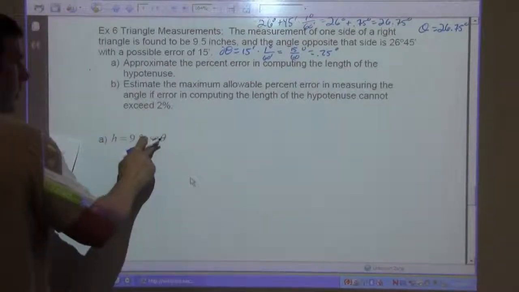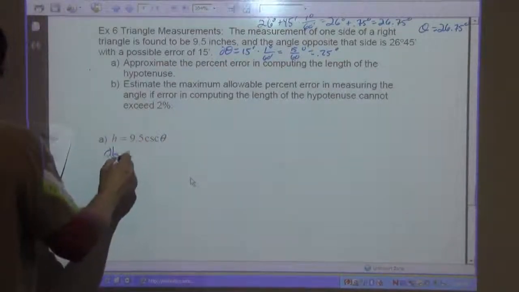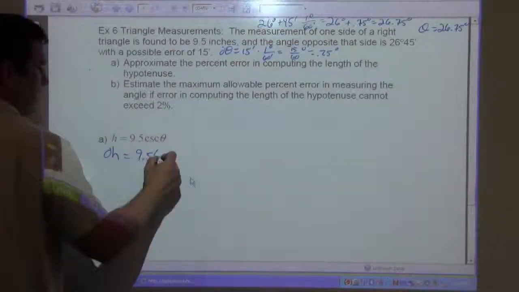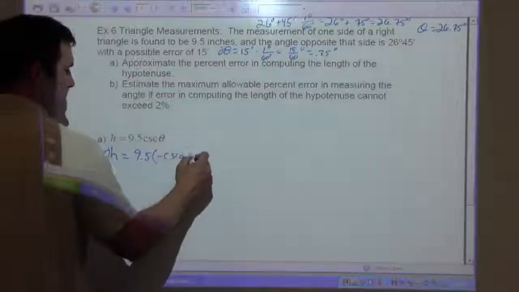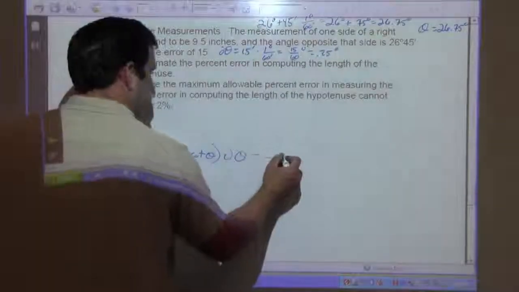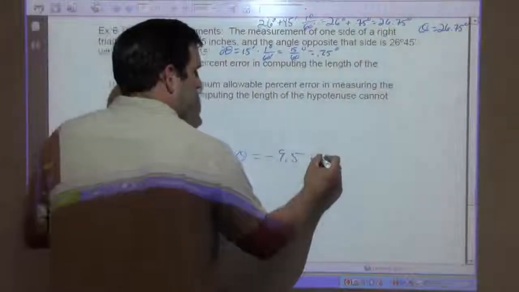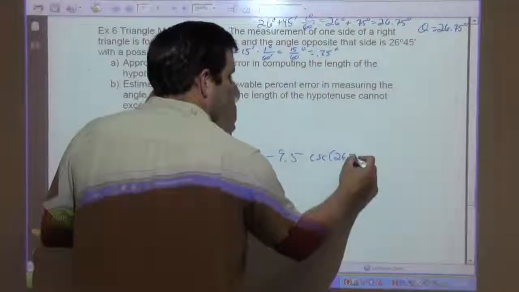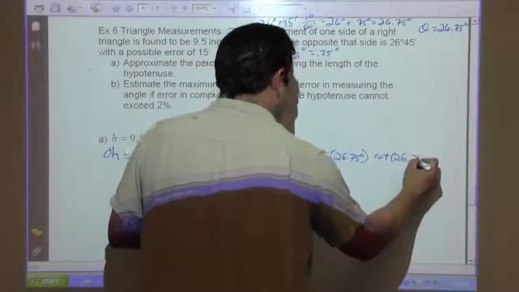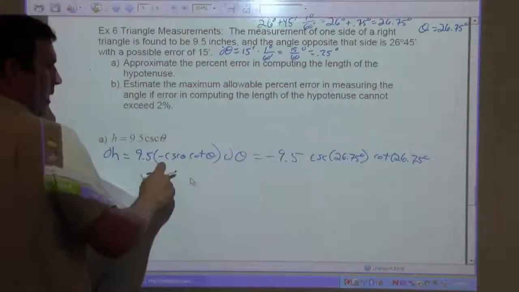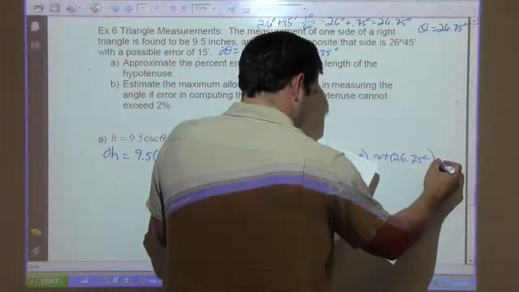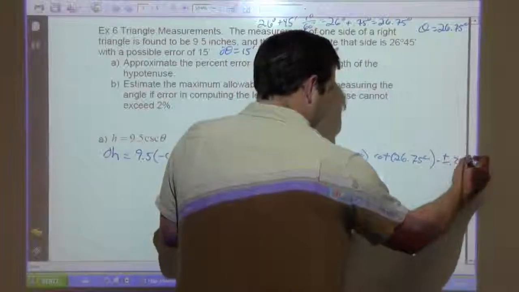So h equals 9.5 cosecant theta. So our dh is going to be, take this derivative, 9.5 times the derivative, which is negative cosecant theta cotangent theta d theta. That's negative 9.5 cosecant of 26.75 degrees, cotangent of 26.75 degrees, and that negative just brought that out, times plus or minus 0.25 degrees.